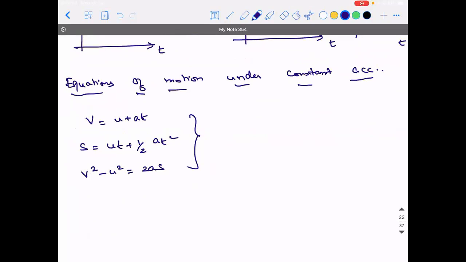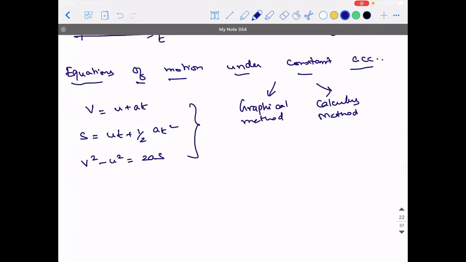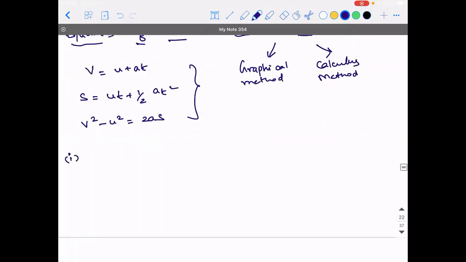So this is actually a question itself. Equations of motion under constant acceleration. One, you will find it using graphical method. And the other you will find using calculus method. Okay, now listen to this. So the first equation of motion, V is equal to U plus AT. Okay. So I'm using the graphical and slope approach.